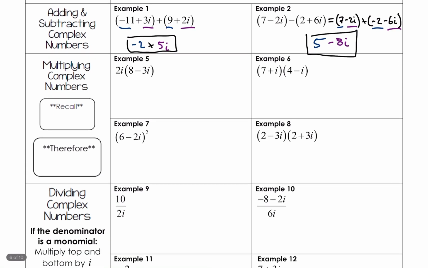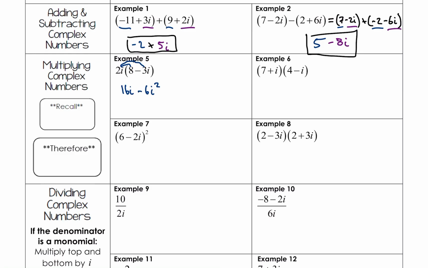Now, multiplying complex numbers. Multiplying isn't like adding and subtracting because we don't have to keep the real and the imaginary separate. We just distribute like normal, whether that number is real or imaginary. So what I mean by this is I'm going to distribute this 2i to 8, and I'm going to distribute to -3i. It doesn't matter that the 8's real, I just distribute it. So I have 2i times 8, which is 16i, and then 2i times -3i, which gives me -6i squared.